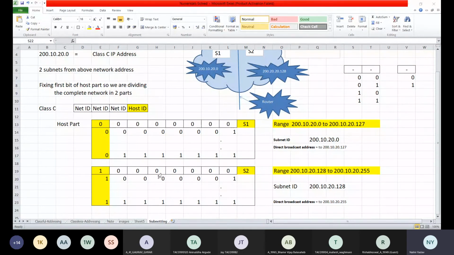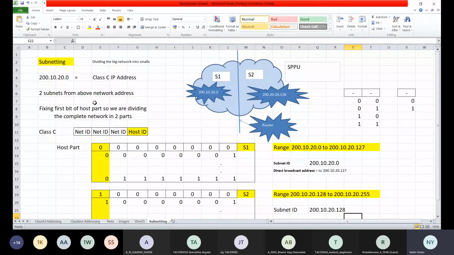Now after this, what we are going to do is find out the subnet mask. How to find the subnet mask? In the subnet mask, we decided that the network part we will keep as all ones. That particular part we will keep as all ones. So now from this, what is my IP address? My IP address is 200.10.20.0.